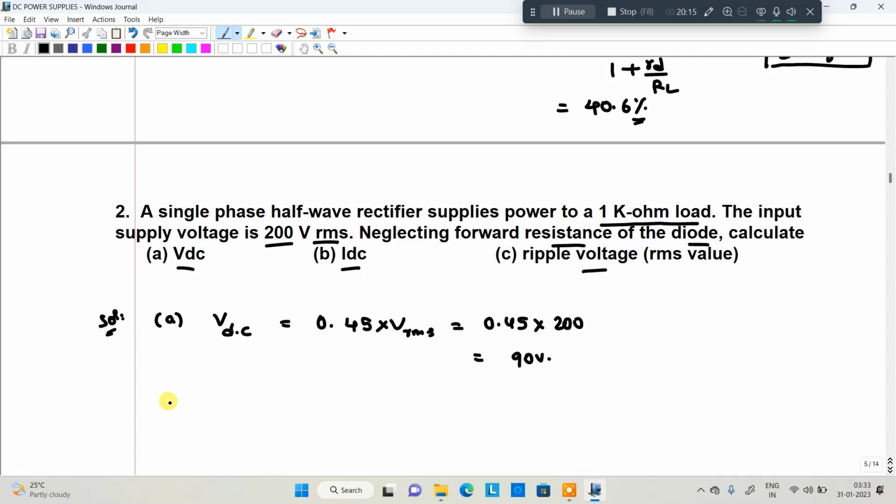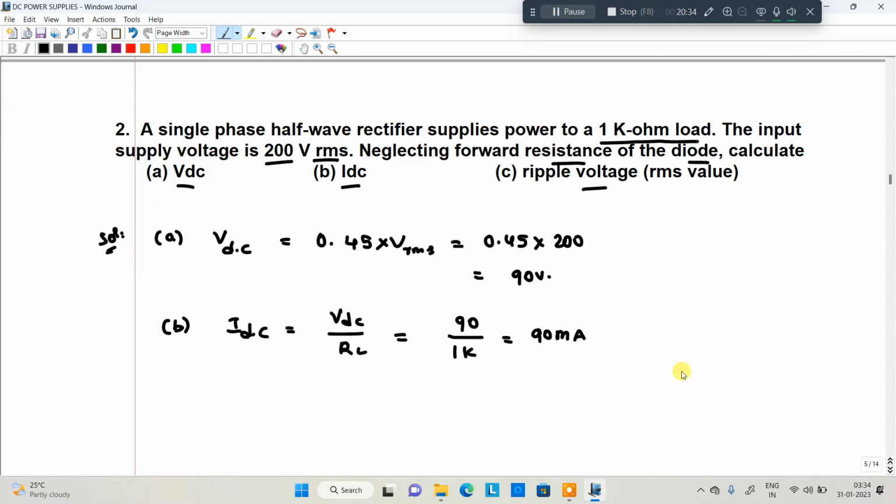Okay. Second, IDC, that is the current. VDC divided by RL. What is VDC? It is 90. RL is 1K. That will be equivalent to 90 milliamperes you got. After that, the ripple factor. The ripple factor is nothing but VRMS divided by VDC. What is VRMS by VDC?